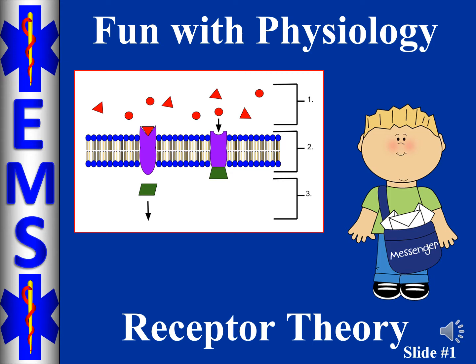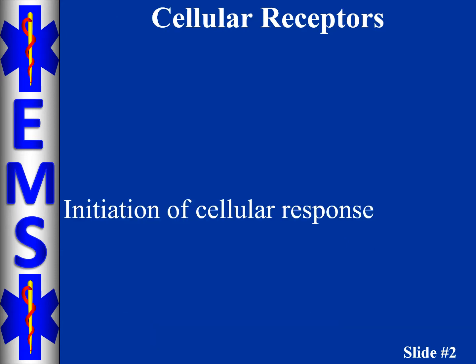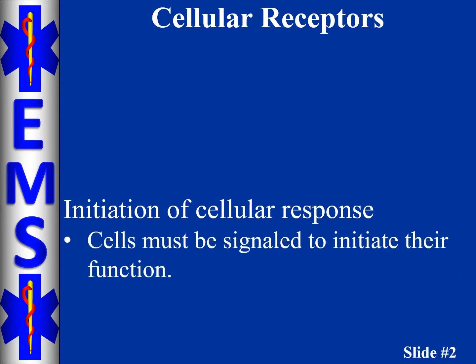In the first two videos, we talked about how 5 of the primary electrolytes affected cellular action potentials. In this video, we're going to be looking at the relationship between receptors and how they influence cellular function. As I mentioned in the previous two videos, cells within our bodies have responses depending on the system that they're associated with. Most cells within our body are unable to initiate their action unless they're signaled to do so. And this is where receptors come into play.